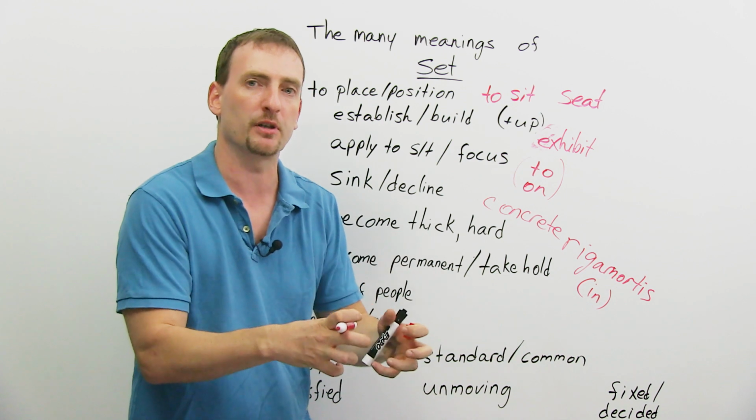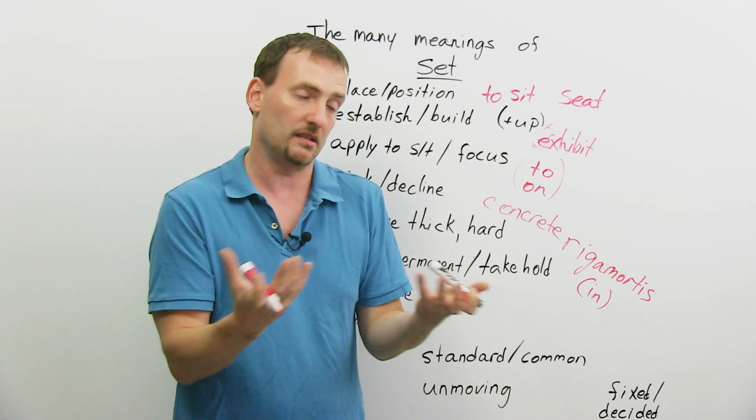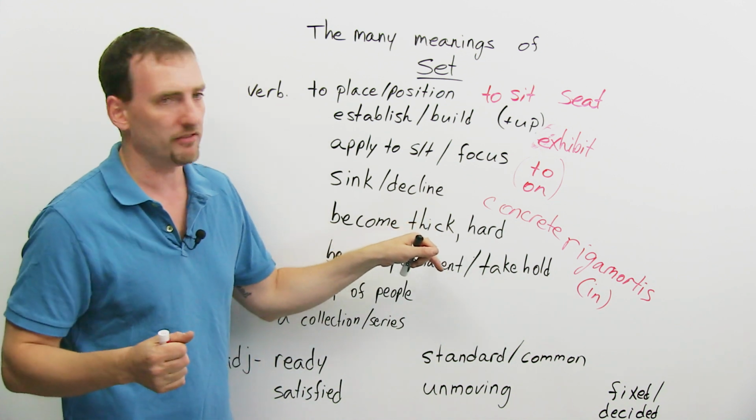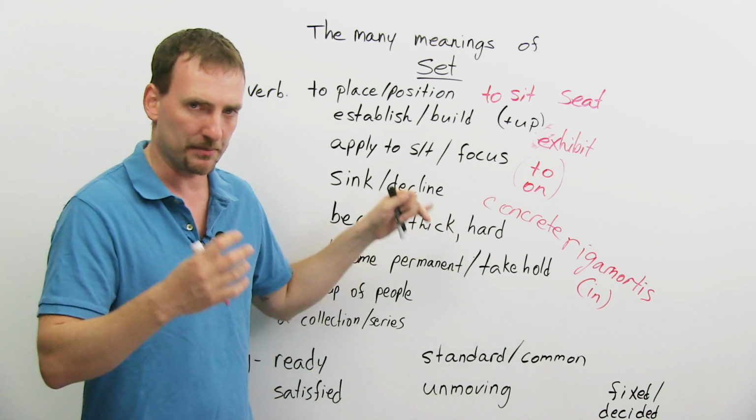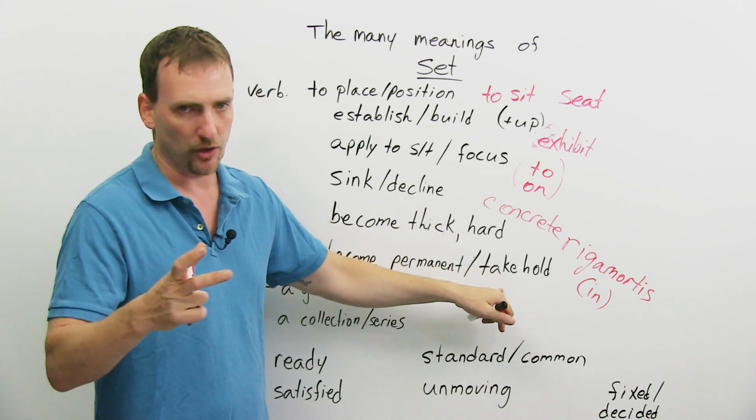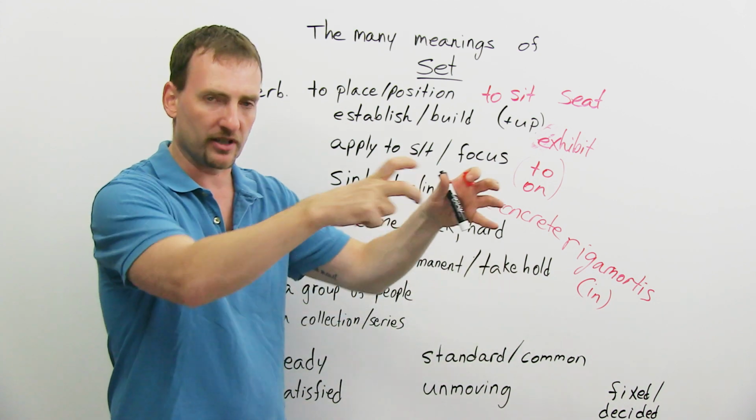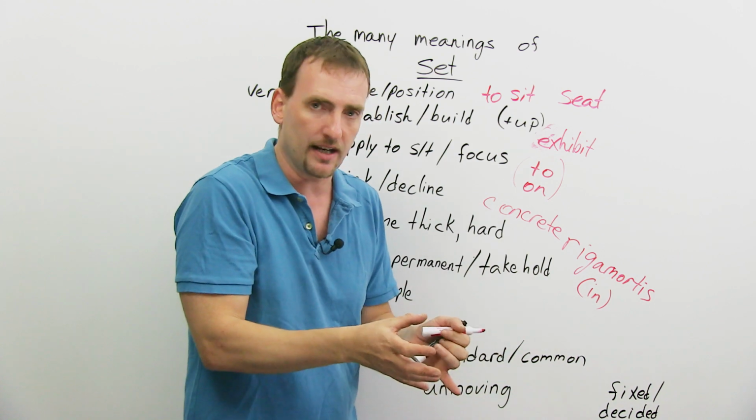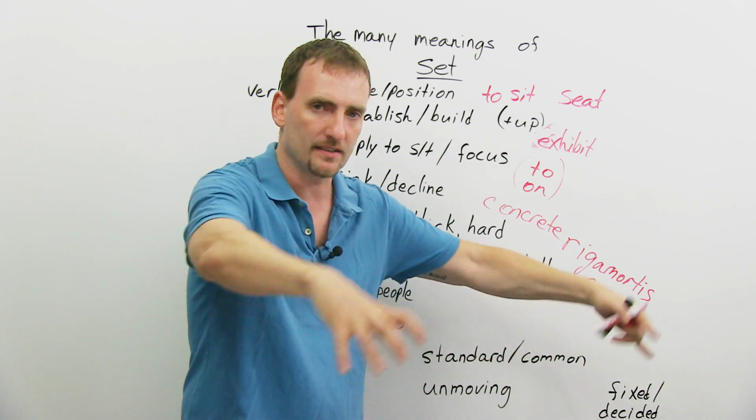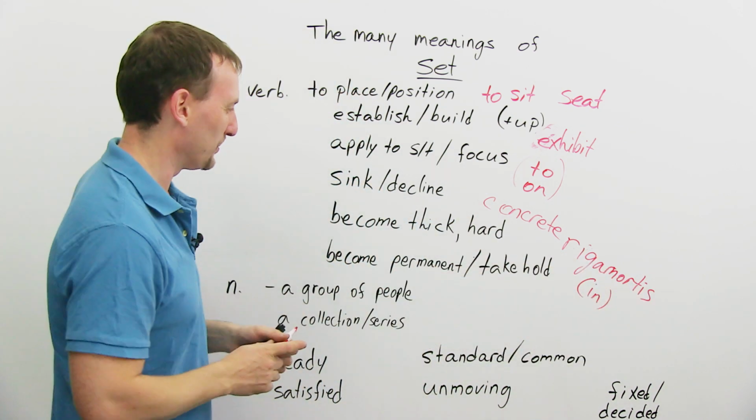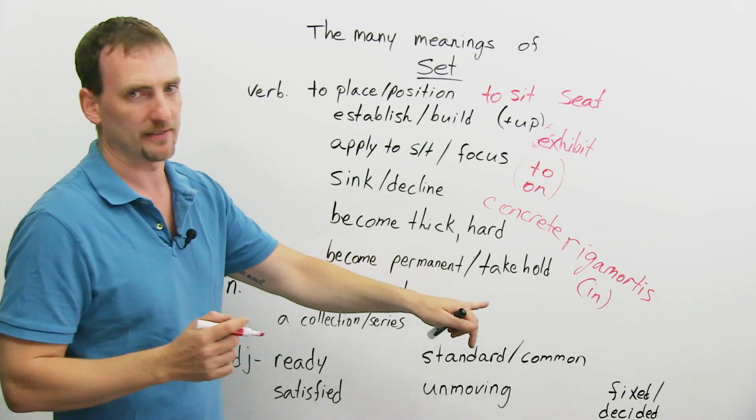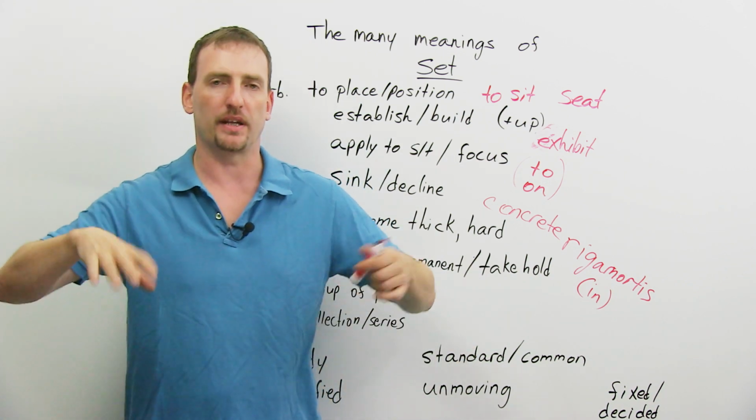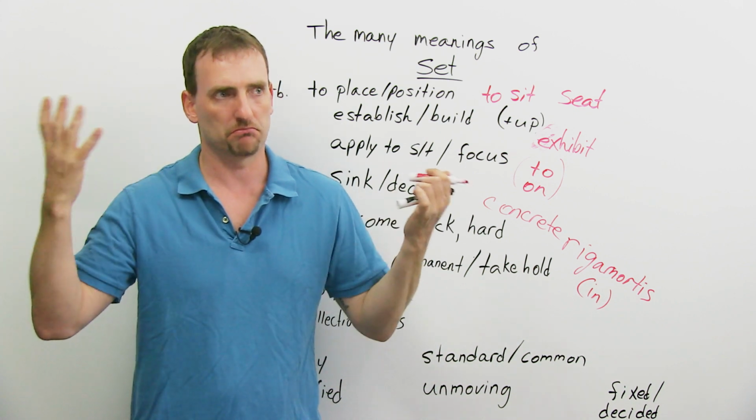It becomes permanent. It becomes set. It becomes part of the thing. So the concrete sets, it becomes thick and hard, and it also takes hold of whatever it's being poured on. So you pour the concrete on a little area, it sets, and it takes hold of the thing, becomes permanent. Once the effect of something sets on the place, that's the new idea.